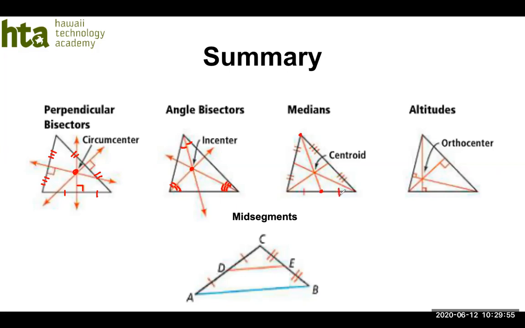Okay, we know it's a midpoint because of these congruency markings. So median: vertex to a midpoint. The point of concurrency is called the centroid. Altitudes are from a vertex to a right angle. Okay, make sure you understand that. Vertex to a right angle. And the point of concurrency is the orthocenter. And this is just a review from 3.3.